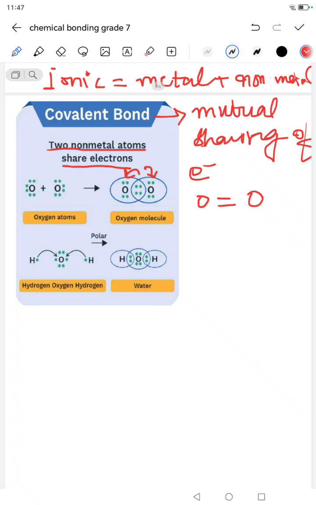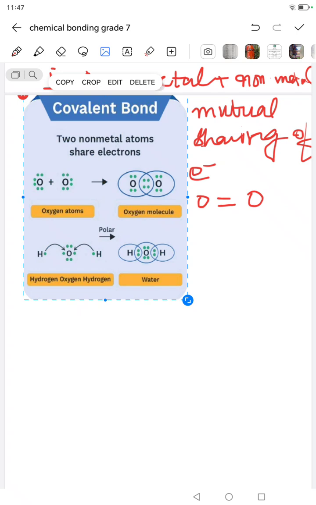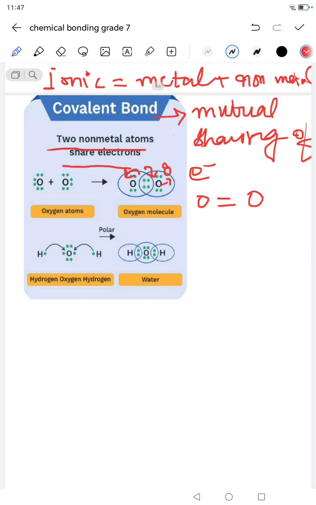So two of the oxygen atoms, they mutually combine with each other, and now if you see 1 2 3 4 5 6 7 8, 8 electrons are complete for each oxygen. So that's how the electron is actually mutually shared between two atoms.